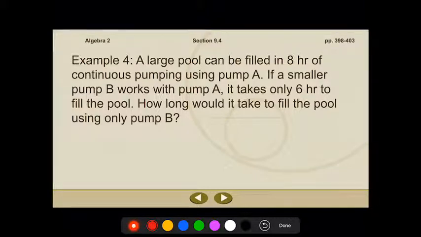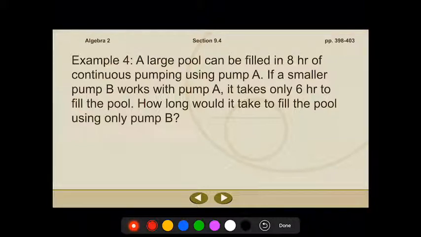But anyways, a large pool can be filled in 8 hours of continuous pumping using pump A. So that's the first pump, pump A, and it can fill up one pool, so that would be the jobs, 1 in 8 hours. If a smaller pump B worked with pump A, it only takes 6 hours to fill the pool. Okay, so you have two pumps, pump A, pump B. You know how many jobs and how long it will take pump A to complete it. Again, it's one large pool in 8 hours, so that's one pool in every 8 hours. But working together, it only takes them 6 hours to complete it.